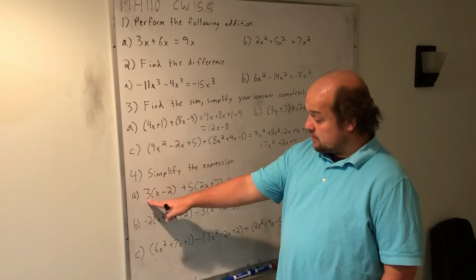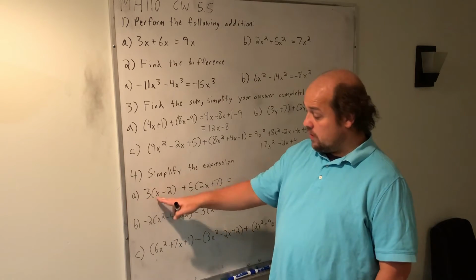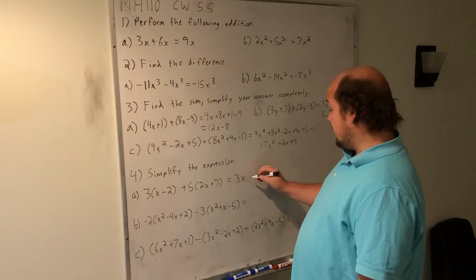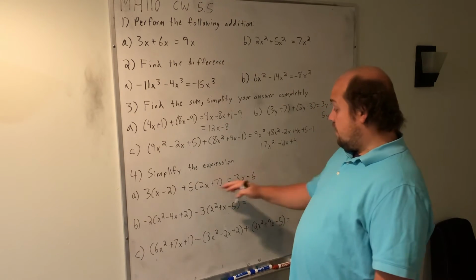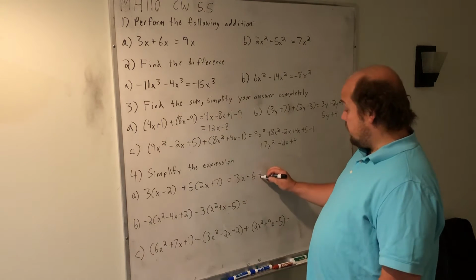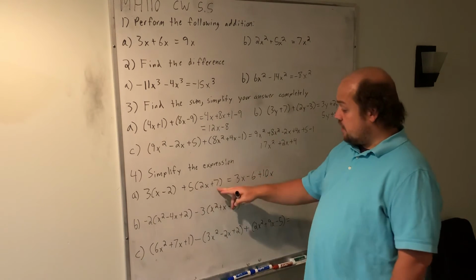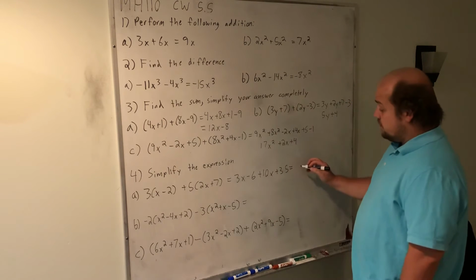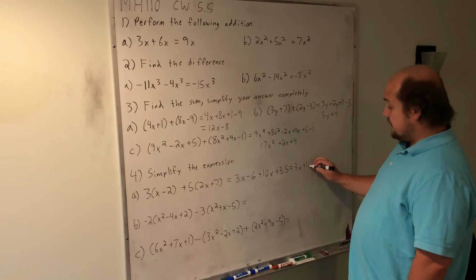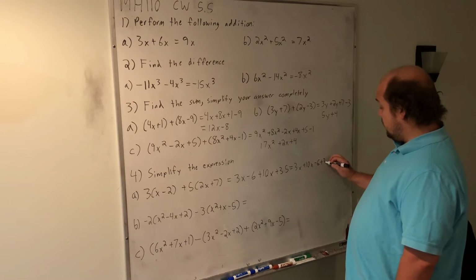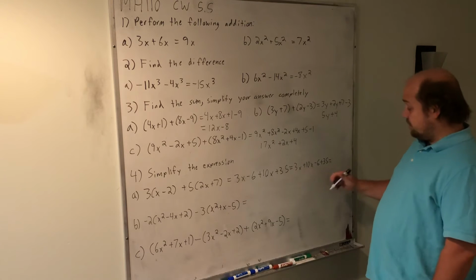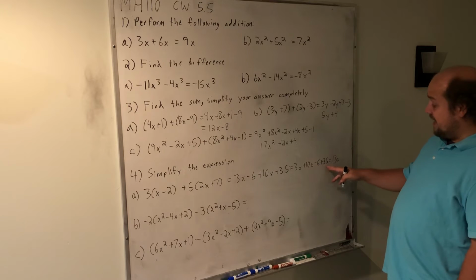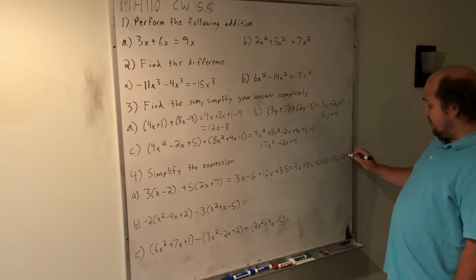So I'm going to distribute this 3 to both the x and the negative 2. 3 times x is going to give me 3x. 3 times negative 2 is going to give me negative 6. 5 times 2x is going to give me plus 10x. 5 times 7 is going to give me plus 35. I can then rewrite this with the like terms next to each other. 3x plus 10x minus 6 plus 35. 3 and 10 combine to give me 13x. Negative 6 and 35 combine to give me 29.